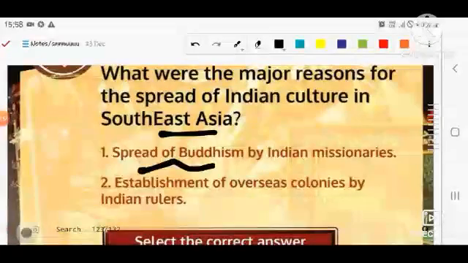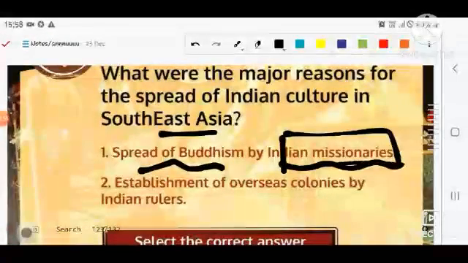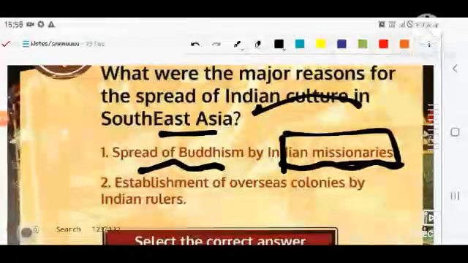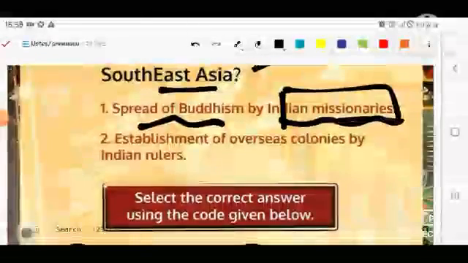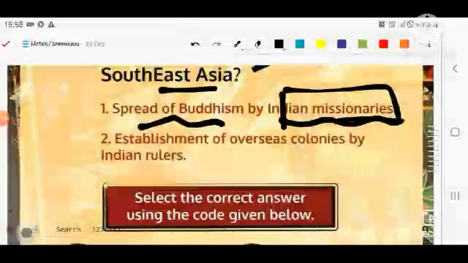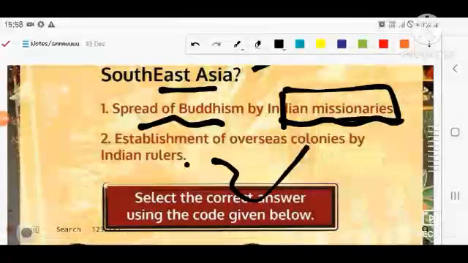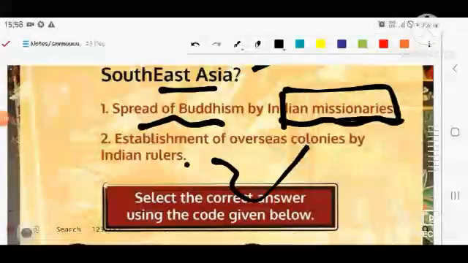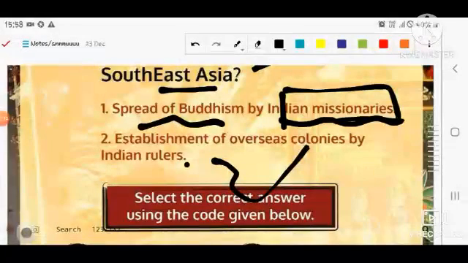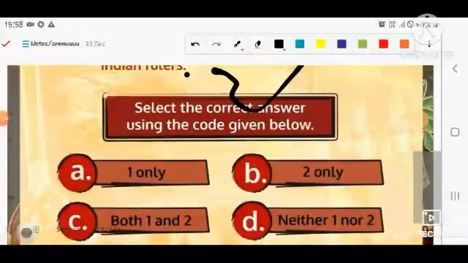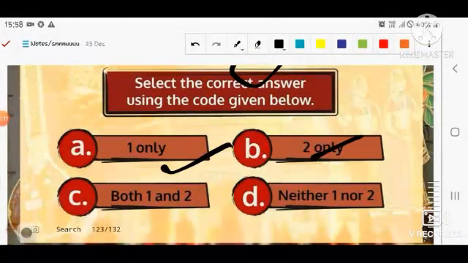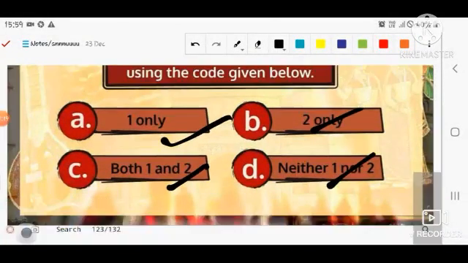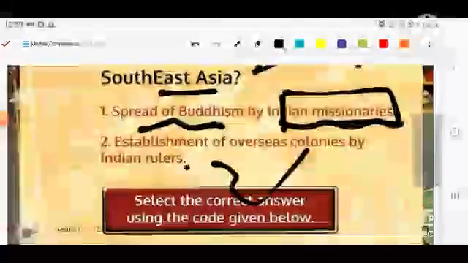Now the first option is the spread of Buddhism by Indian missionaries. It means that Indian missionaries were sent to these countries so that Buddhism could be spread. The second option is the establishment of overseas colonies by Indian rulers. For example, in South India, Rajendra Chola I: you have heard about these rulers. They conquered Sri Lanka and the southeastern parts, Malaysia and Indonesia, at that point of time. The options in front of you are first, second, both first and second, neither one nor two. So you have to choose the correct option from these two points.